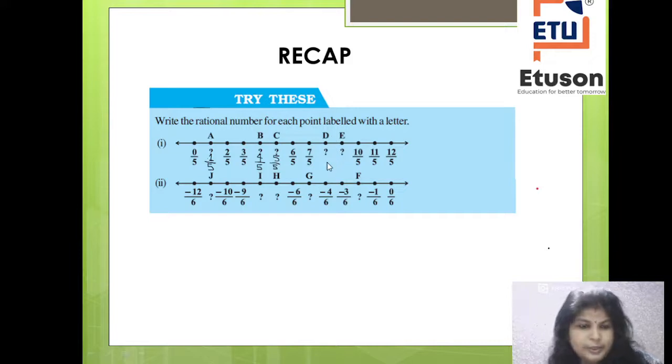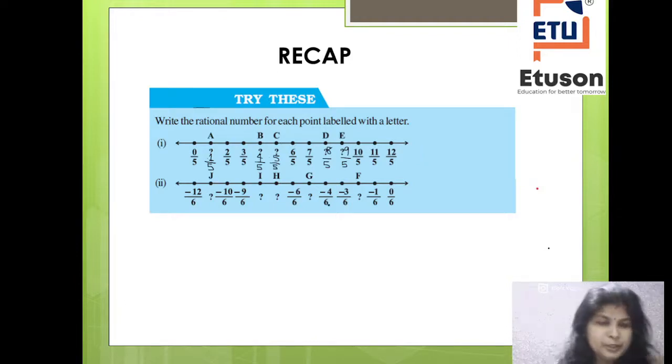Now, what about your D? D is 8 divided by 5. What about E? It will be 9 divided by 5. Correct or not? With this, your first part is over. Hope you have also got the same answer because it was a very simple problem which I had given to you. Now coming to the second part.